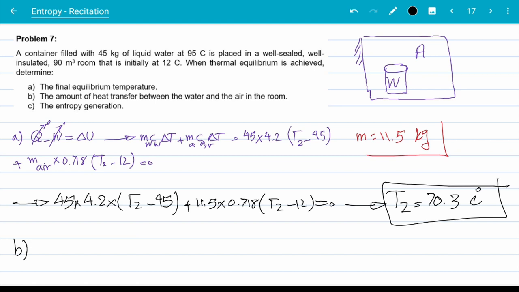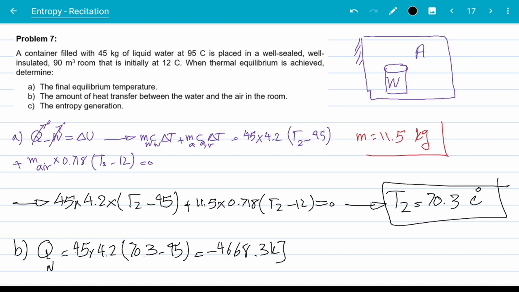Now for part B, we are asked to find the amount of heat transfer between the water and the air. If I find the heat that the water is losing, that is equal to the amount of heat that the air is receiving. So that will be the amount of heat transfer between these two mediums. So Q of water is 45 times 4.2 times 70.3 minus 95, which gives us minus 4668.3 kilojoules. So water is losing 4,670 kilojoules of energy to air.